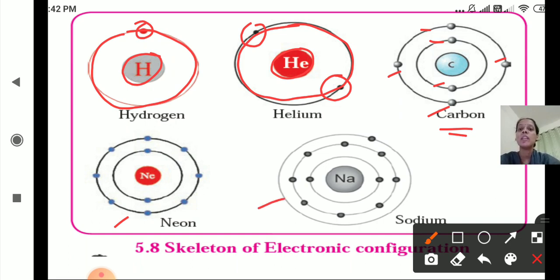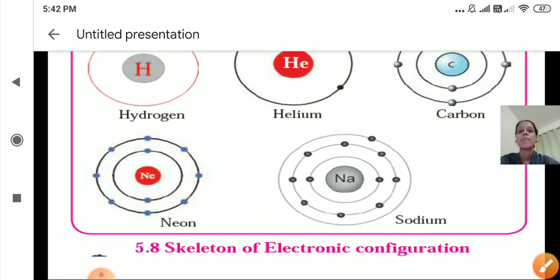So in this way you draw the skeleton of electronic configuration. In the center you draw the nucleus, show the symbol, and then show the K, L, M, N shells. Then you accommodate the electrons which are present in that particular atom. Okay, hope you are clear with this.